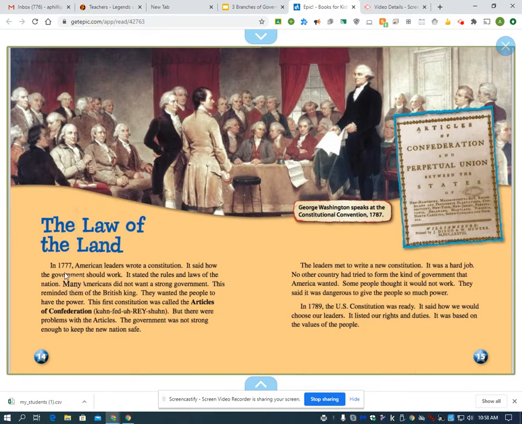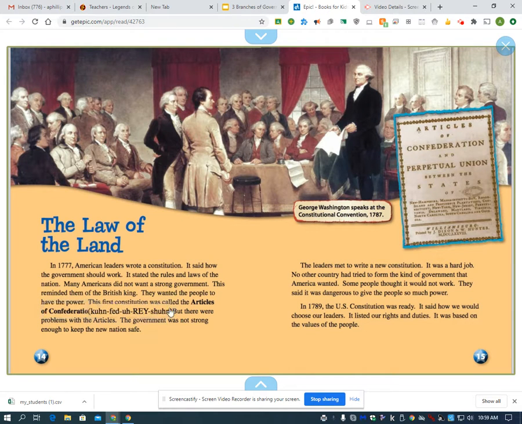The law of the land. In 1777, American leaders wrote a constitution. It said how the government should work. It stated the rules and laws of the nation. Many Americans did not want a strong government. This reminded them of the British king. They wanted the people to have the power.